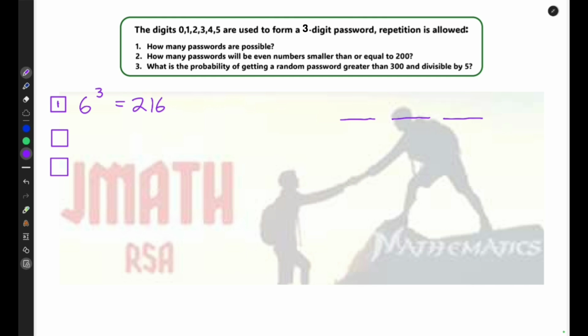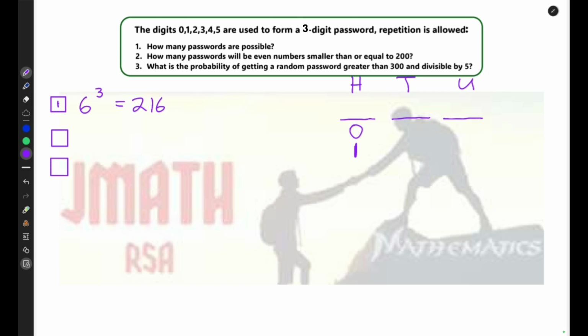Okay, so you need to see these 3 spaces as the hundreds, tens, and units columns. In the hundreds column, if something is smaller than 200, it must start with a 0 or a 1. I would write a 2, but that is equal to 200, so it cannot be above that number. So just hold on to that concept, I'm going to come back to it. I'm going to say it must start with a 0 or a 1.